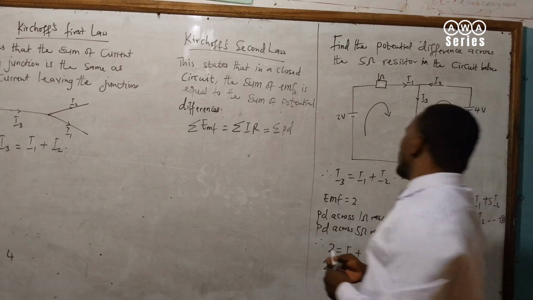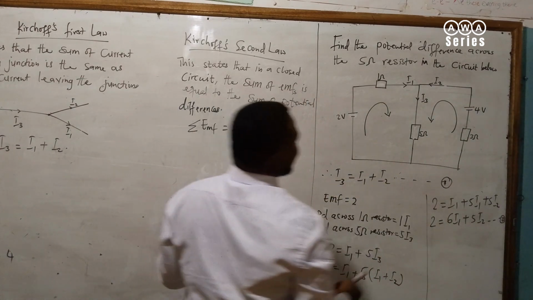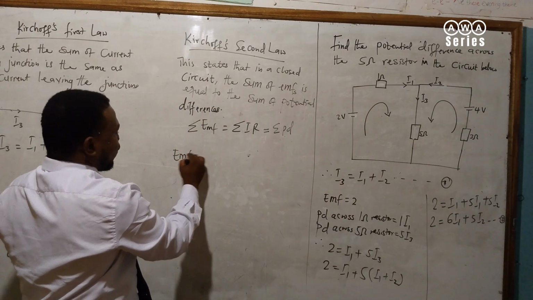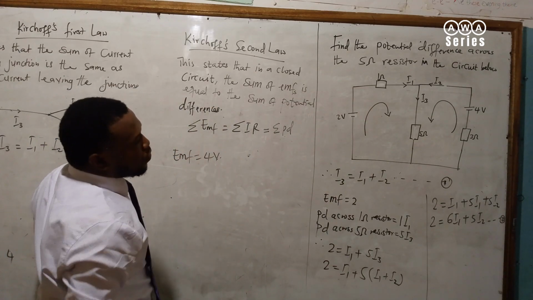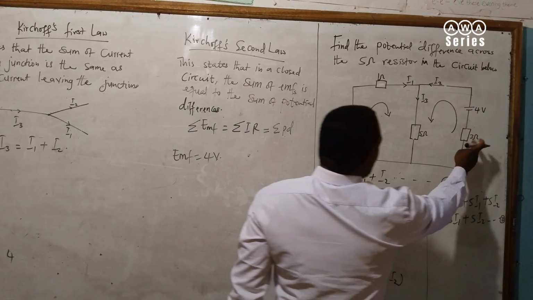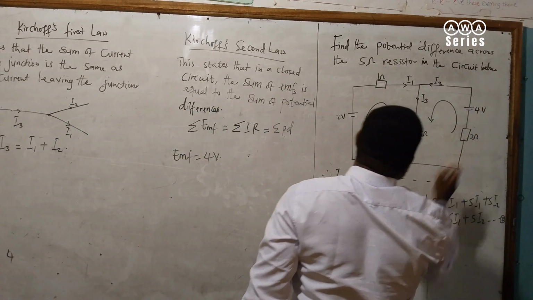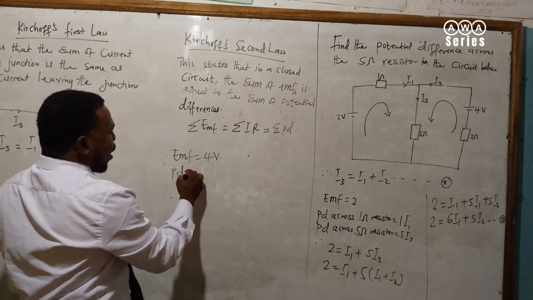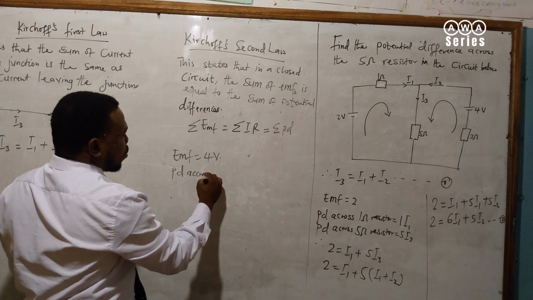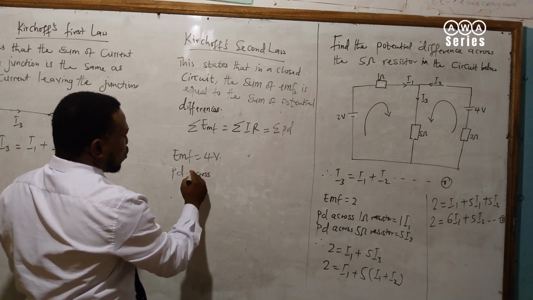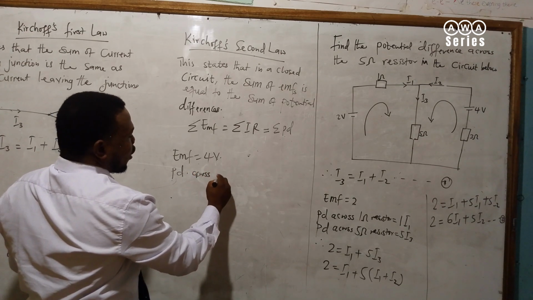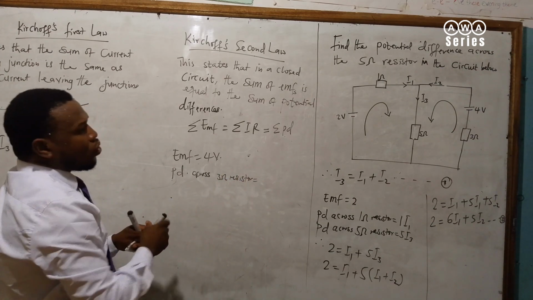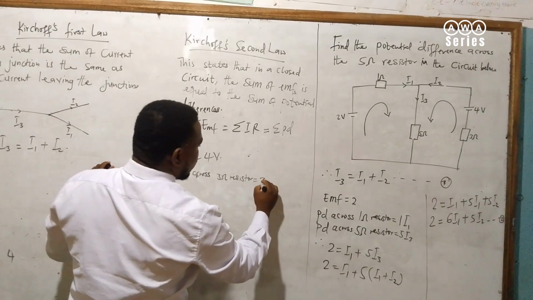Now let's come to the second loop. In the second loop, the only EMF is 4 volts. So write EMF is equal to 4 volts. The potential difference across the 3 ohm resistor is I2 times 3, which is 3I2.